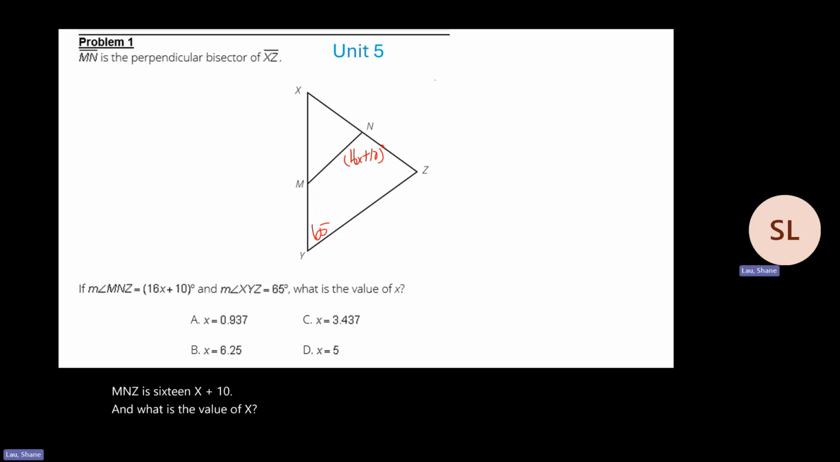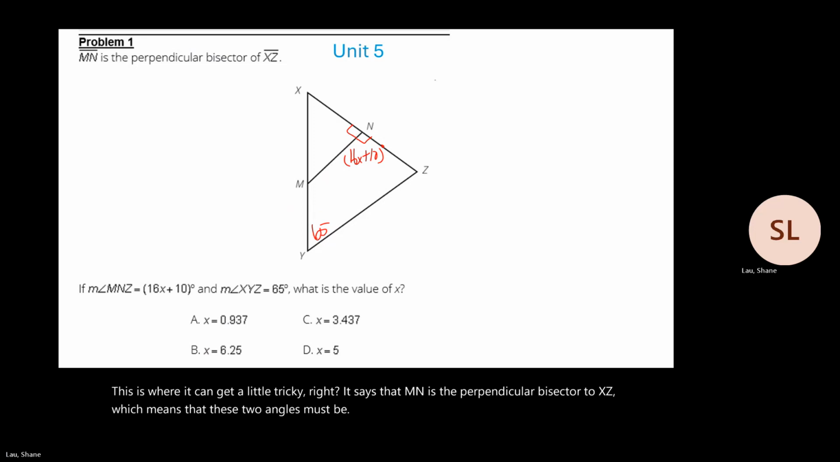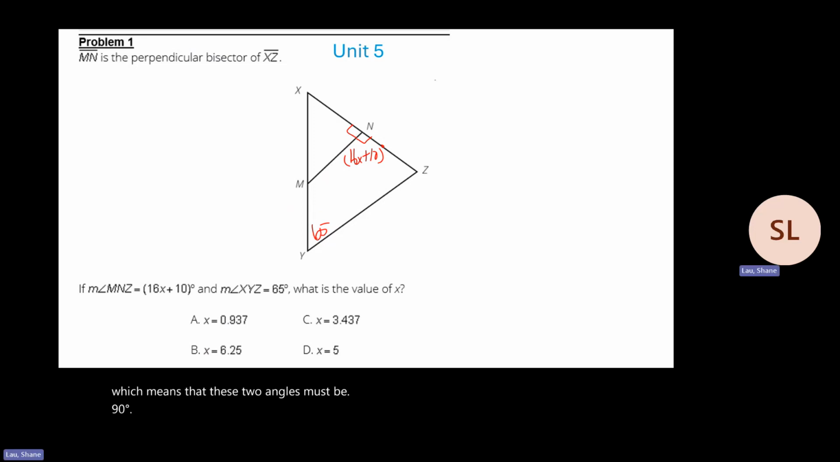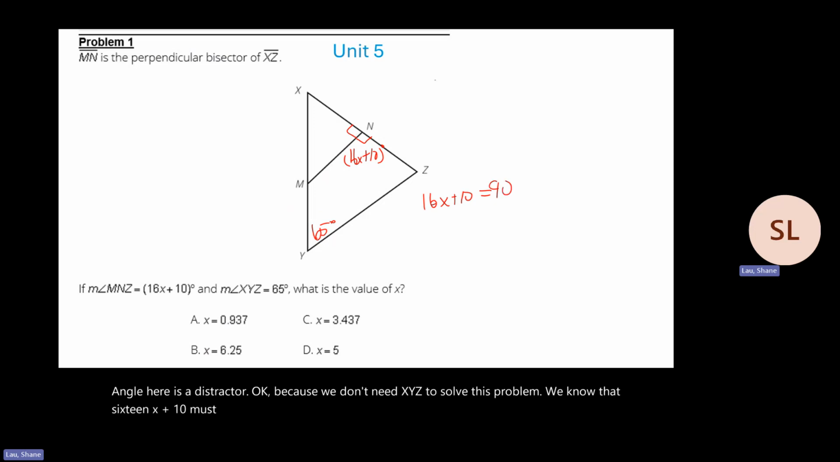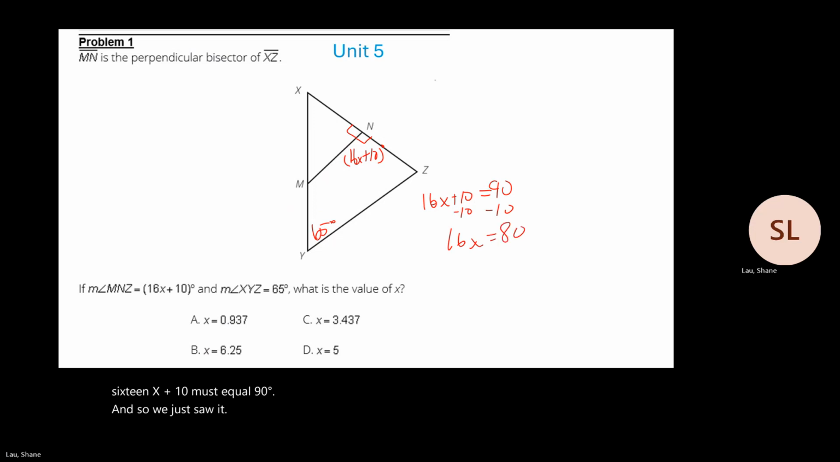Well, this is where it can get a little tricky. It says that MN is the perpendicular bisector of XZ, which means that these two angles must be 90 degrees. So this XYZ angle here is a distractor, because we don't need XYZ to solve this problem. We know that 16x plus 10 must equal 90 degrees. And so we just solve it out, and we get 80.